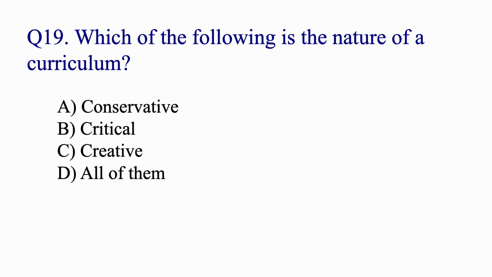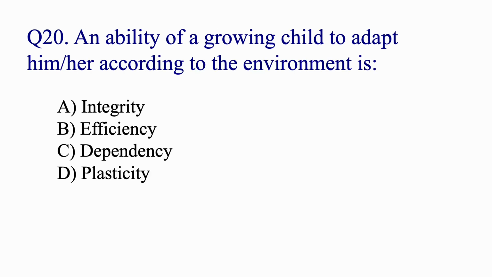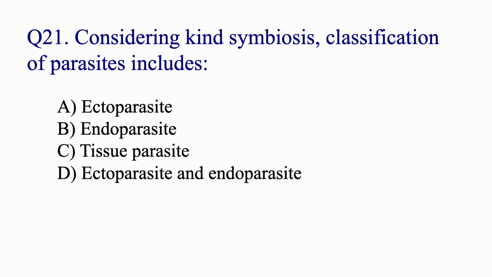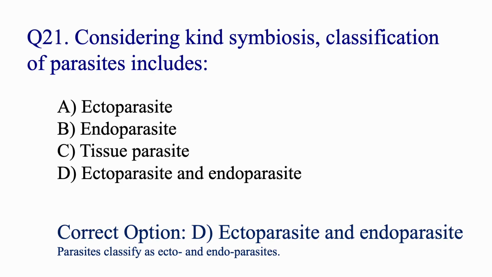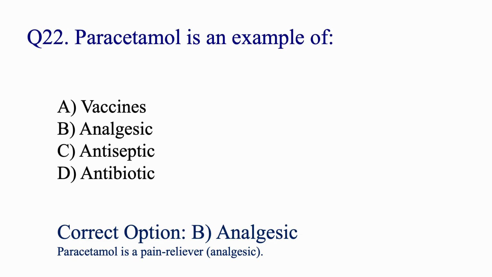Which of the following is the nature of a curriculum? All of them, which includes conservative, critical and creative. An ability of a growing child to adopt him or her according to the environment is plasticity. Considering kind symbiosis, classification of parasites includes ectoparasites and endoparasite. Paracetamol is an example of analgesic.